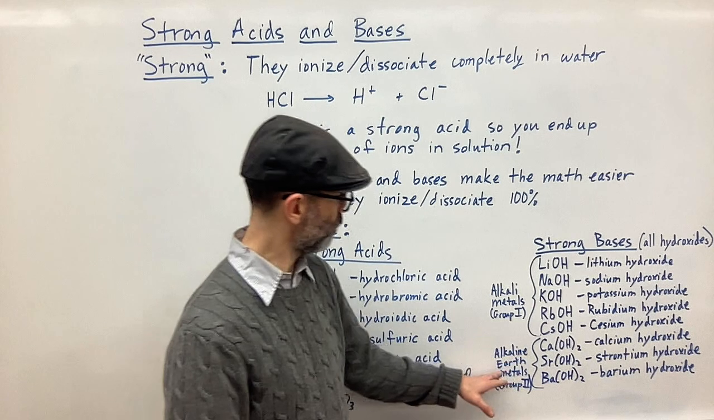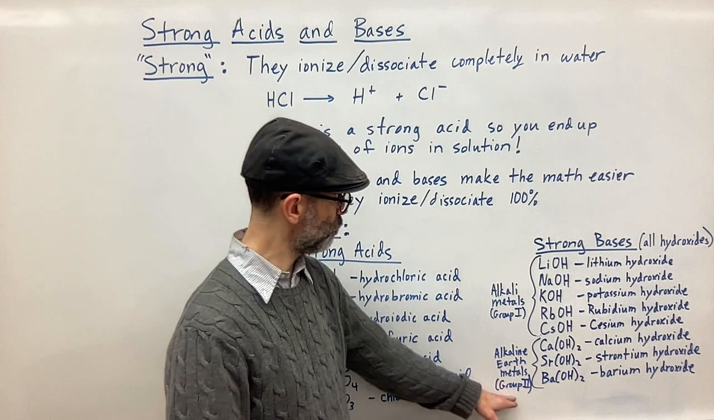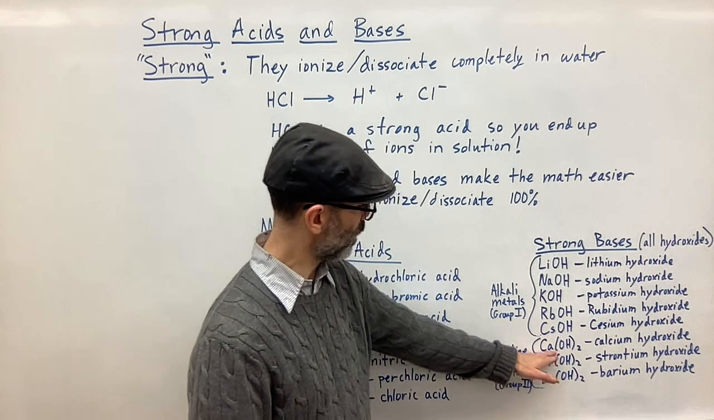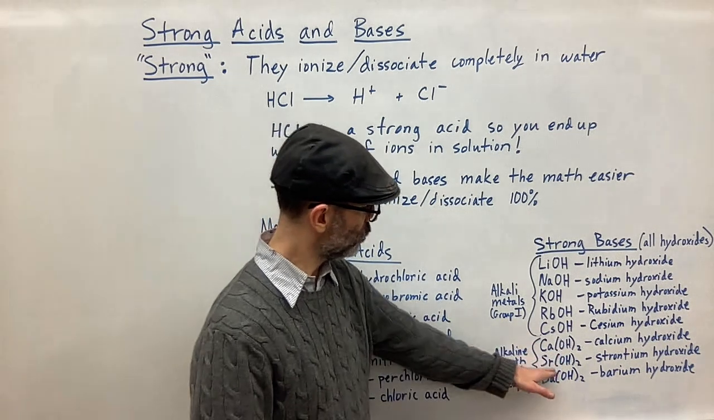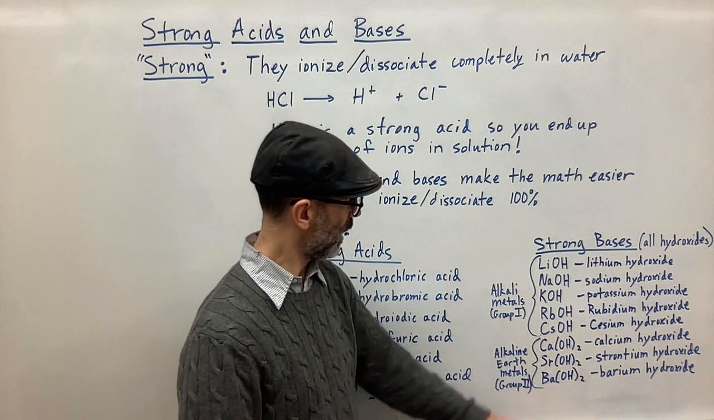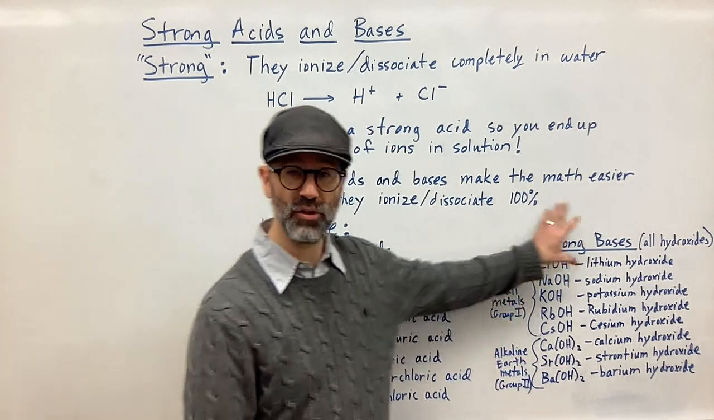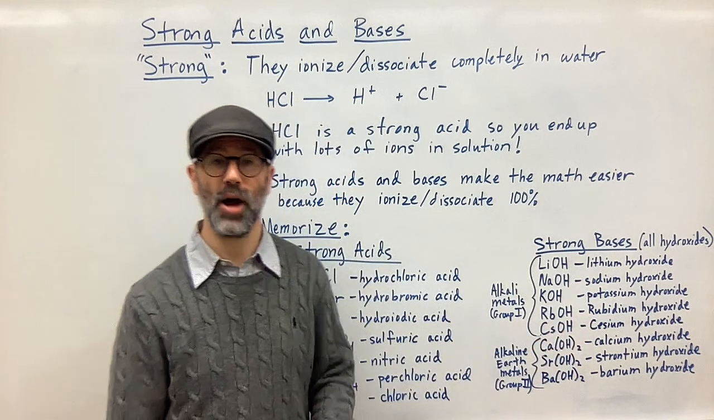And then we have hydroxides of your group 2 metals, your alkaline earth metals. And so here we have calcium hydroxide, Ca(OH)2, strontium hydroxide, and we have barium hydroxide. So those are the strong bases you should memorize.